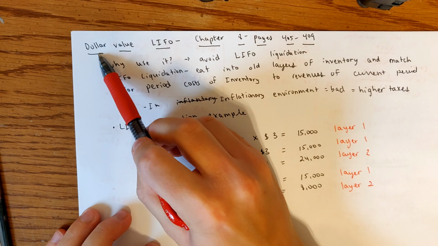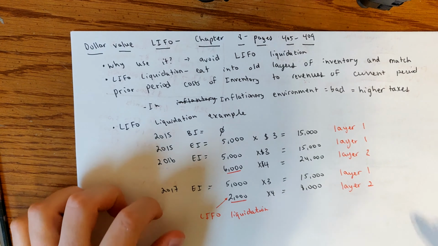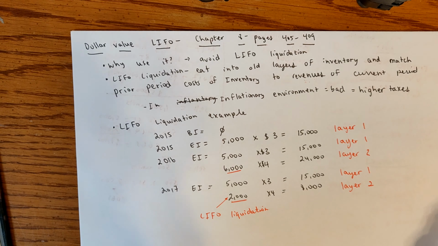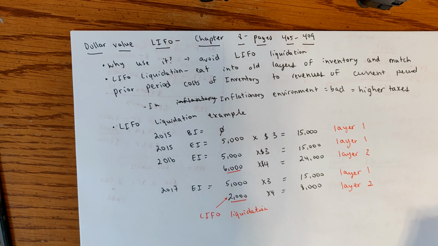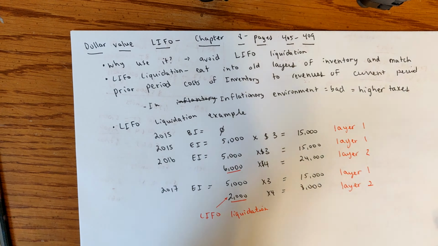Today we're going to go through dollar value LIFO. It's found in chapter 8, pages 405 through 409. This first video is basically going to be a quick overview of what is going on, the concept, and why we would use dollar value LIFO. Then a second video will go through a complex problem that I created that incorporates multiple different aspects of dollar value LIFO.